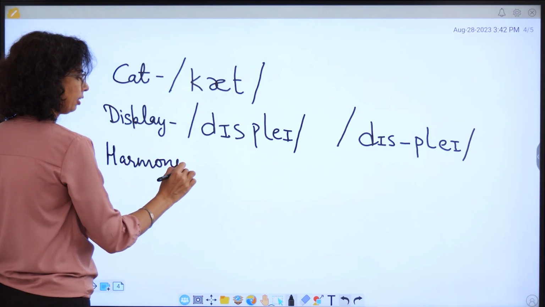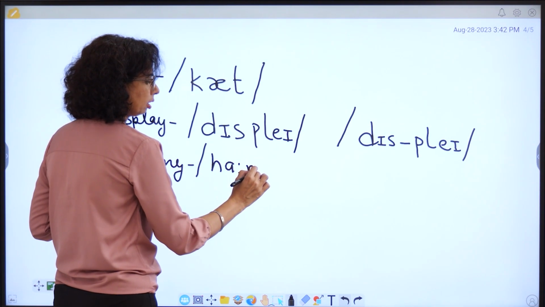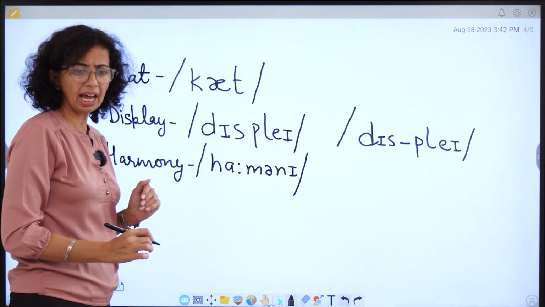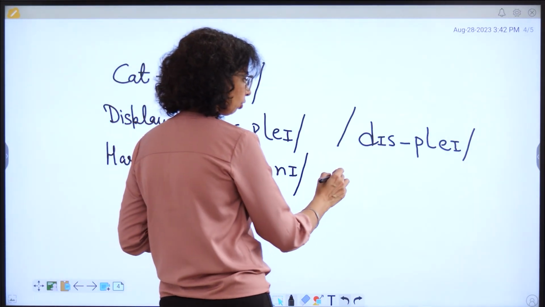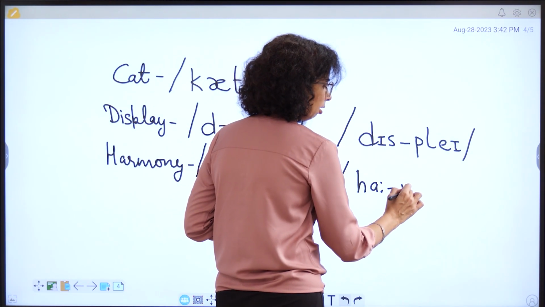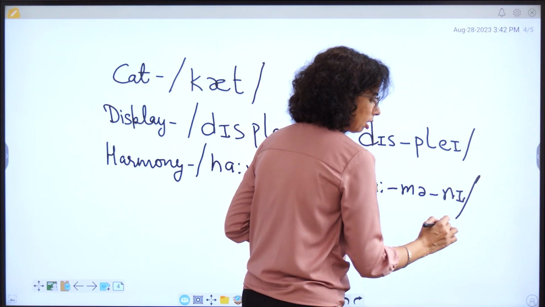First, I need to write it phonetically. This is harmony. And if I want to make the syllabic division of it, this should be written as ha, ma, ni.